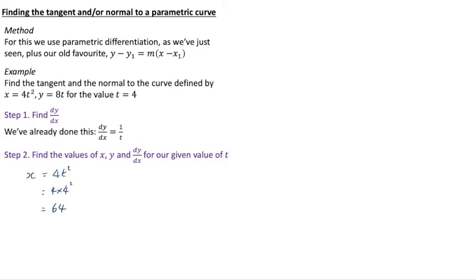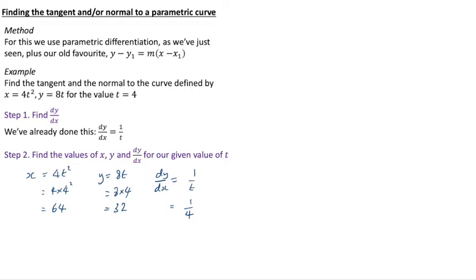So, first of all, x is equal to 4t squared, so we can pop our t equals 4 into that equation, which gives us x equals 4 times 4 squared, which is 64. We then put 4 into the y equals 8t, so that's 8 times 4, which is 32. And then we put our value of 4 into dy by dx, so that gives us 1 over t is 1 over 4.